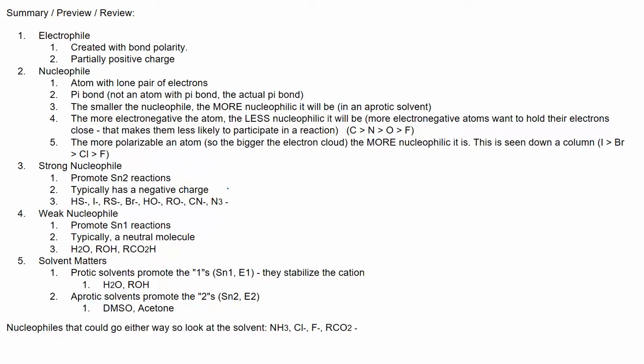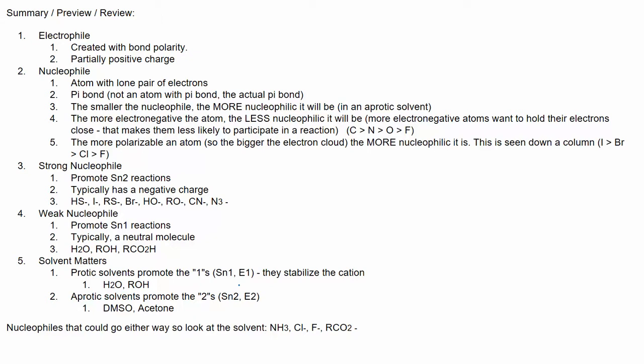A weak nucleophile will promote an SN1 reaction. Again, there's the preview. It's typically going to be a neutral molecule. The solvent is going to matter. A protic solvent will promote the 1s because they stabilize the cation that's formed in the 1s, and it creates a cage around those stronger nucleophiles to deactivate them. SN2 or E2, the 2s, will be promoted by aprotic solvents, something like DMSO or acetone.